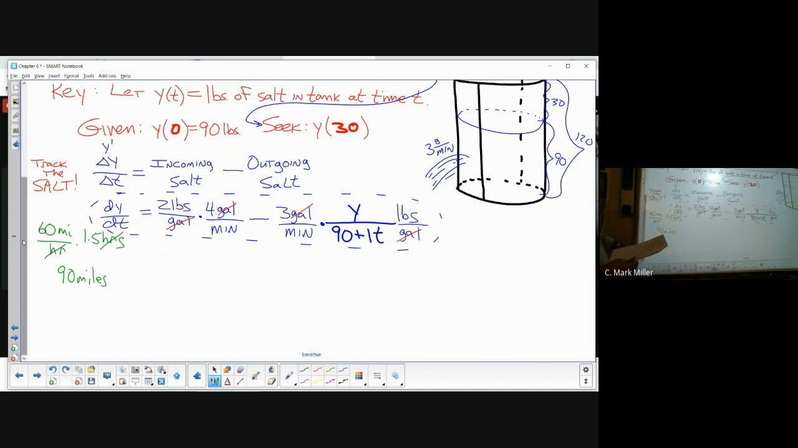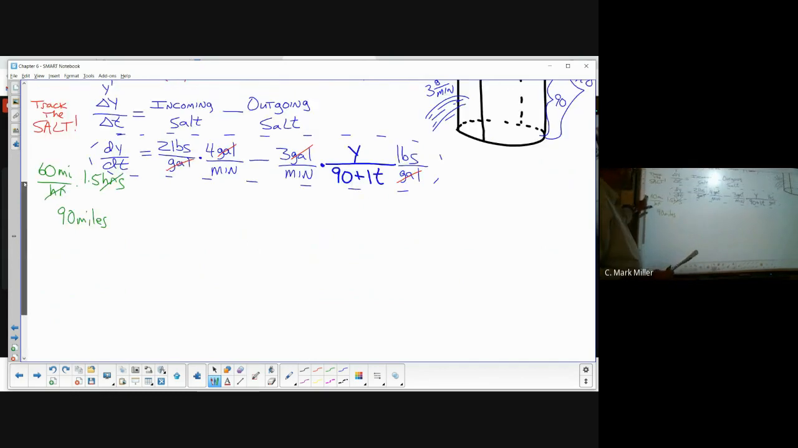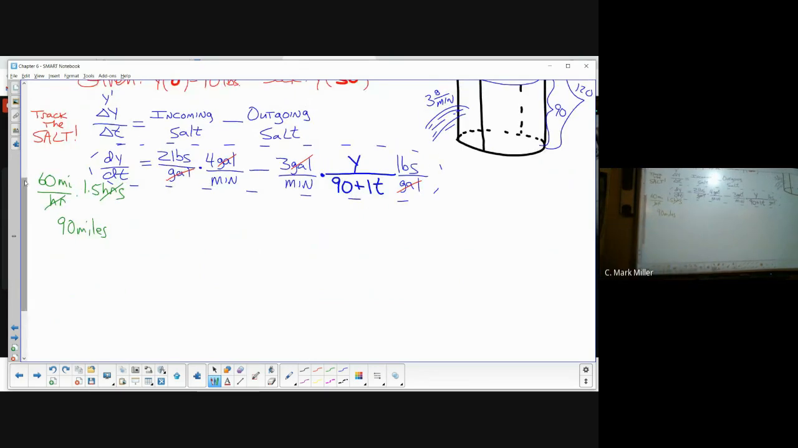Now, what kind of differential equation is that? Is it separable? Is it homogeneous? Is it first order linear? Well, let's see. Over here, I have y divided by this thing here, this 3y.